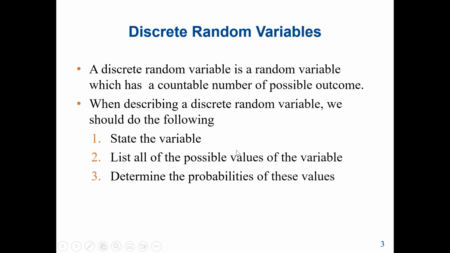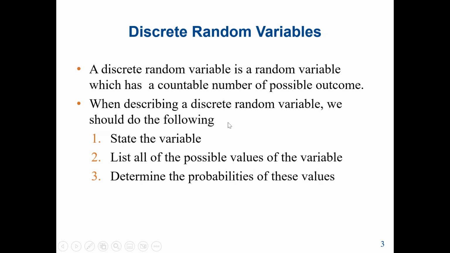So here we see a discrete random variable. It's a random variable which has a countable number of possible outcomes. When describing a discrete random variable, we should do the following: state the variable, list all of the possible values of the variable, then determine the probability of these values.